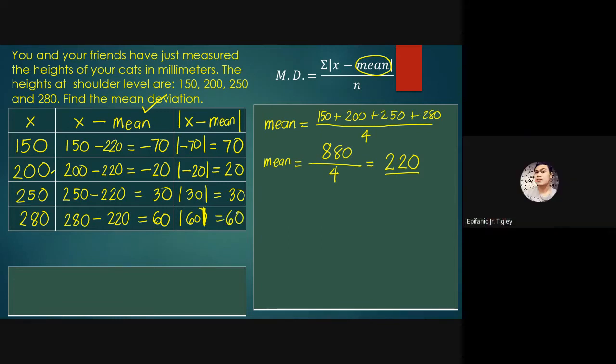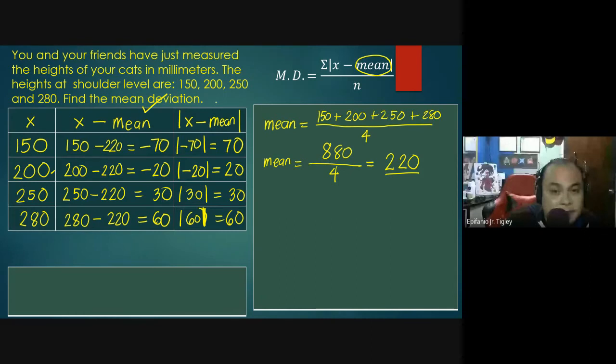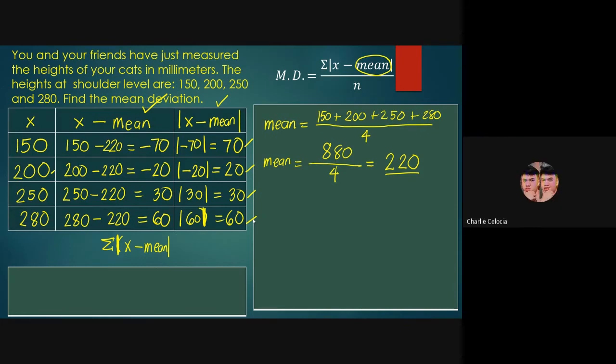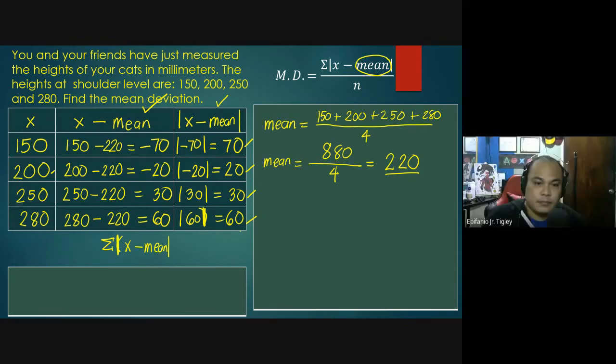Next thing to do, we will be adding the third column. This is now the summation of the absolute value of the score minus the mean. Now, can we add 70, 20, 30, and 60? 180. Let's write that down. 180. So this is now our formula.